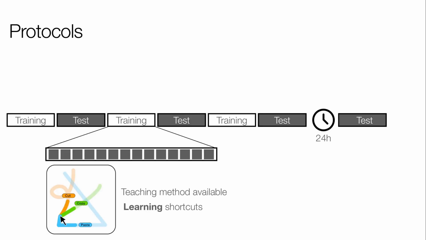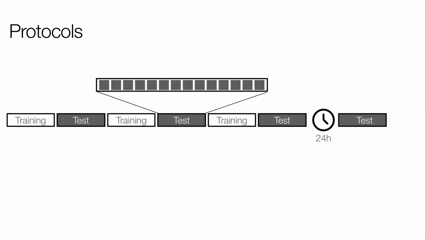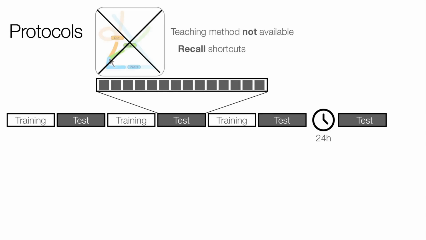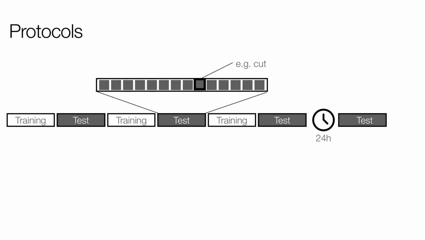In a training block, each trial consists of learning an association between a command and its trigger. During this time, a teaching method is available. During test phases, the teaching method is not available. For each trial, a stimulus indicates which command should be selected by the user. In this example, the user responds to the cut stimulus with the appropriate gesture for a successful recall.